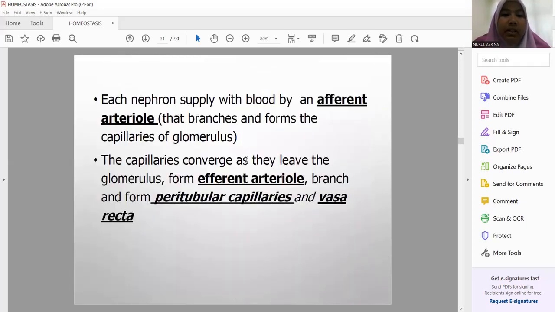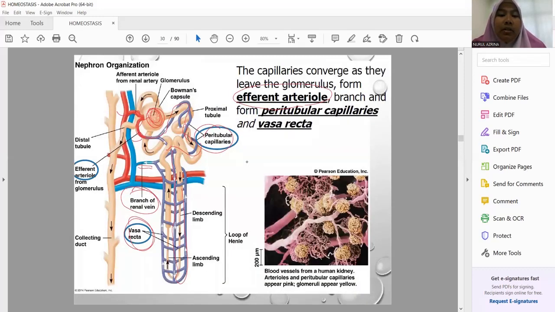Each nephron is supplied with blood by afferent arteriole that branches and forms capillaries of glomerulus. Capillaries of glomerulus converge as they leave the glomerulus, forming efferent arteriole, then branch and form peritubular capillaries and vasa recta before draining out to the renal branch of the renal vein.